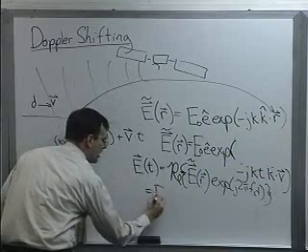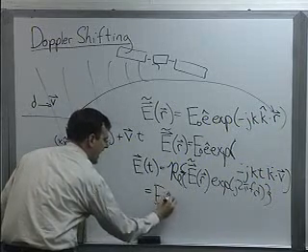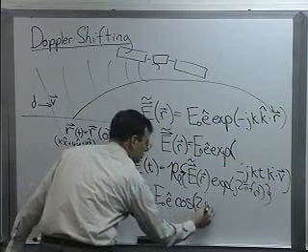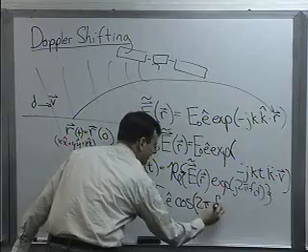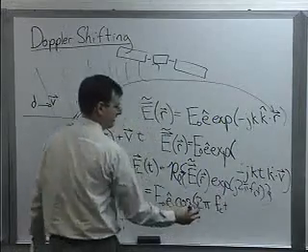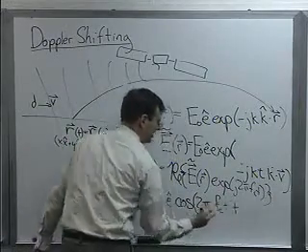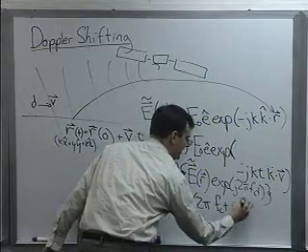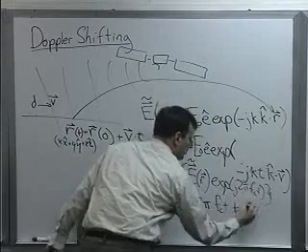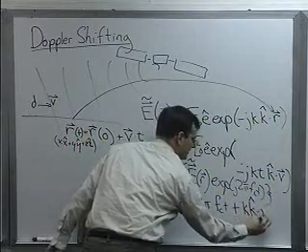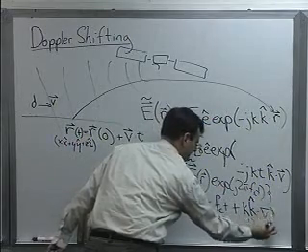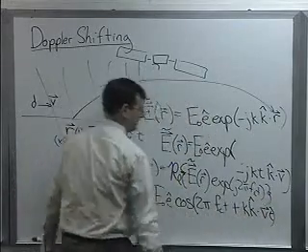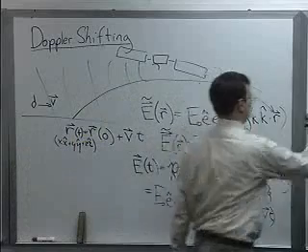And I get E naught, E hat, cosine 2 pi fct plus k hat dotted into velocity vector times time. Okay, let me clean that up a little bit.